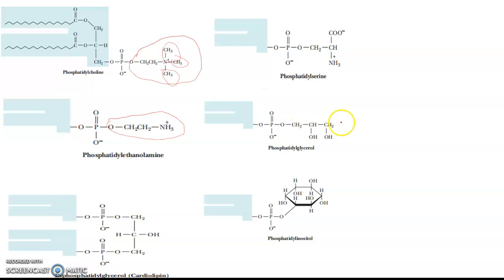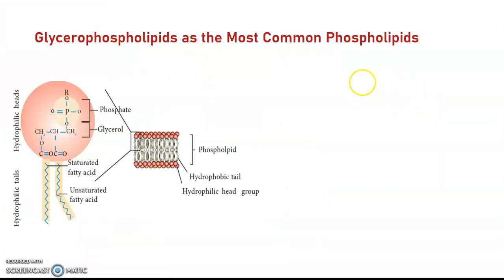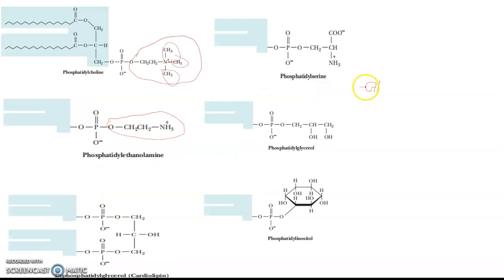So if we want to draw the structure of the choline, we'll say CH2, CH2, OH, CH2 to nitrogen plus, which is further bonded to CH3, CH3. So this is a choline. When the hydroxyl group is esterified to the phosphate group, we say it's a phosphatidylcholine.